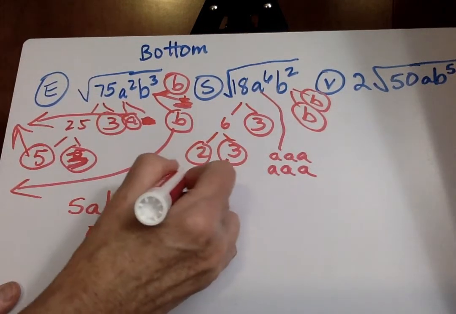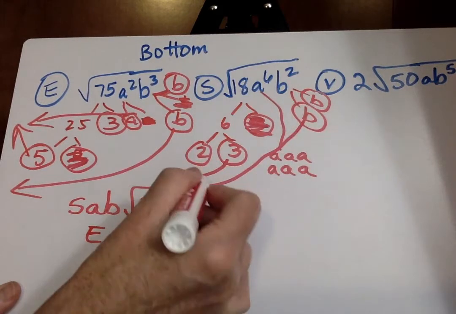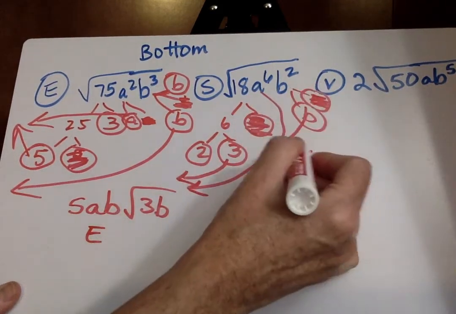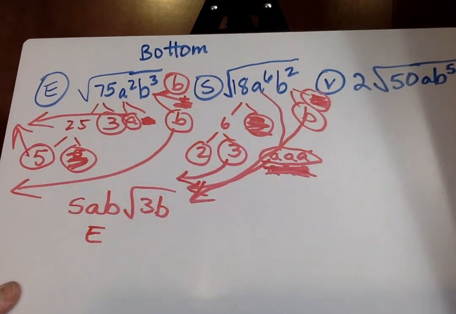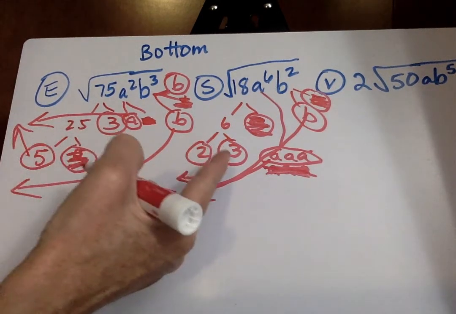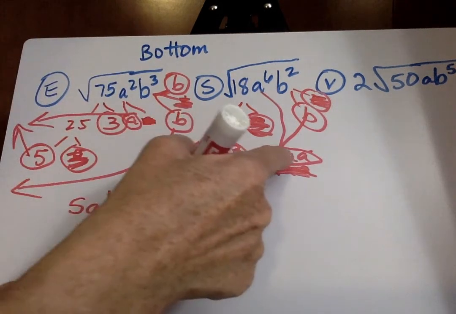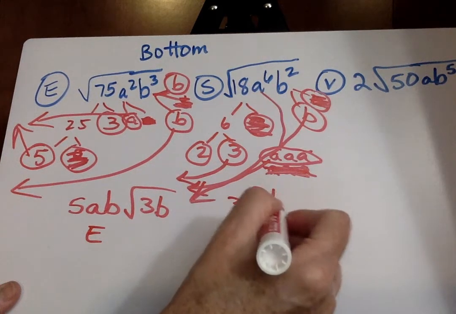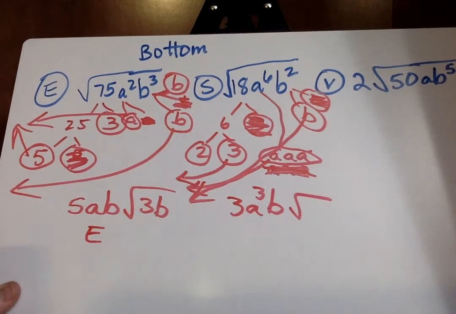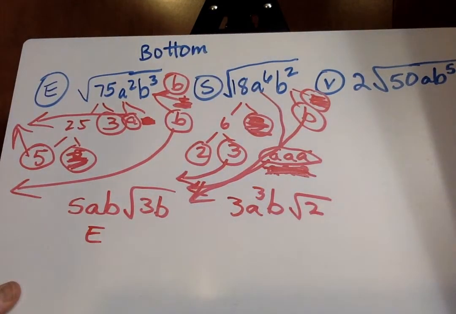So a 3 will come out, 1 3 goes away. 1B will come out, and 1B goes away. Now, 3 A's come out, and 3 go away. So what are we left with? We have a 3 and 3 A's, so it's 3A to the third, and 1B comes out. Now, what's left underneath? A 2. Anything else? Nope, I think that's it.